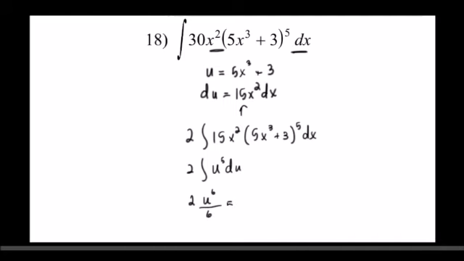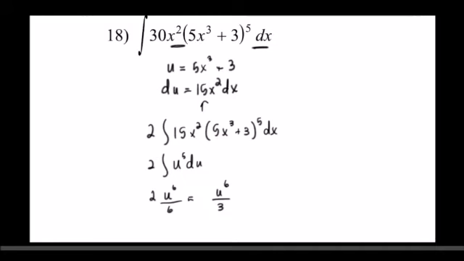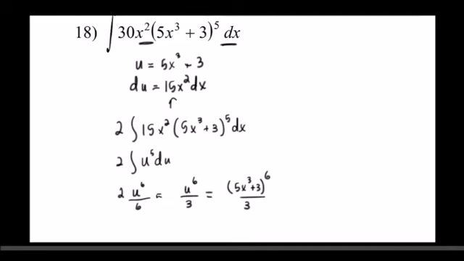So the antiderivative of u to the 5th is u to the 6 over 6, and then the 2 over 6 there is 1/3, so we've got u to the 6 over 3. So we've got 5x cubed plus 3 to the 6th power over 3 plus c.